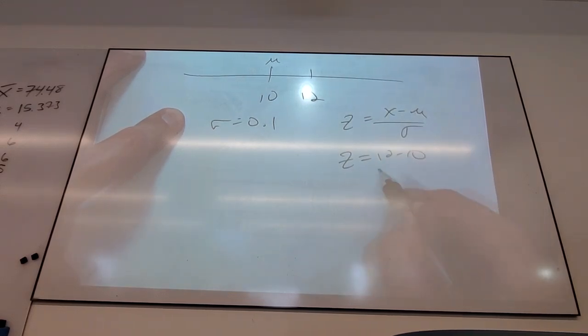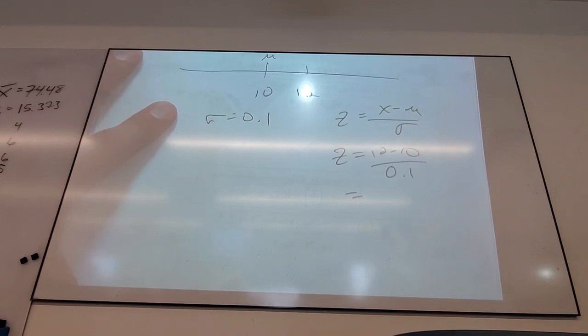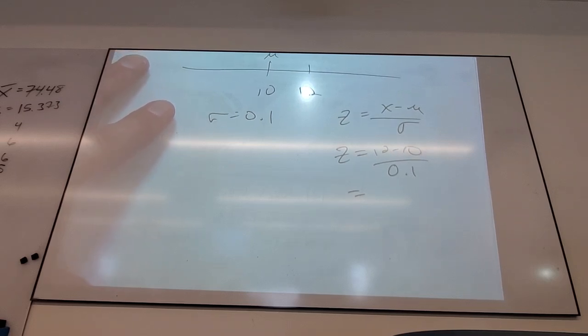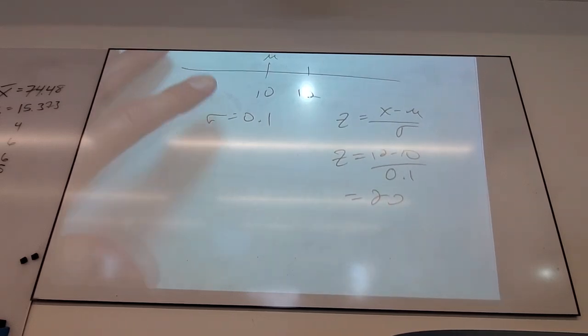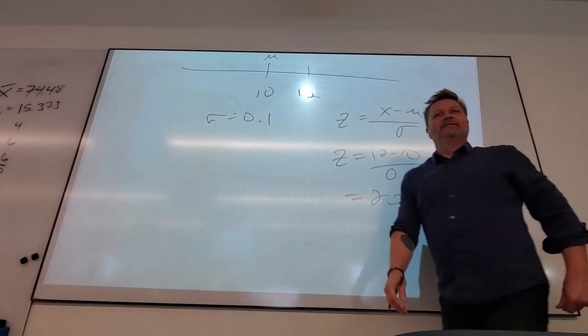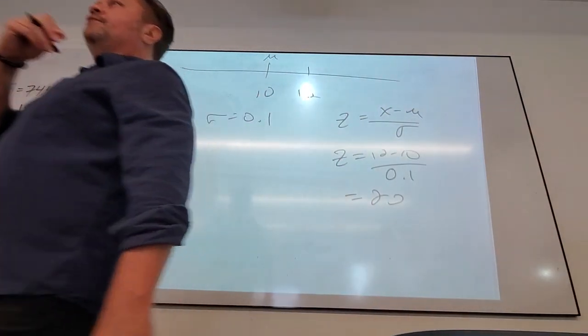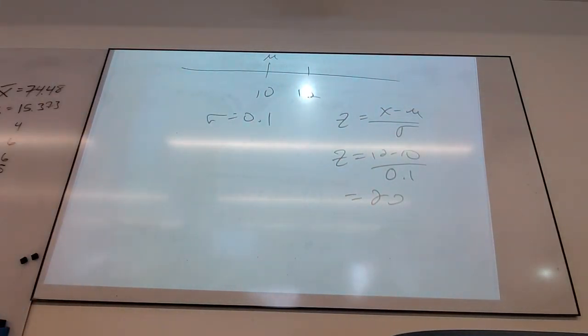12 minus 10 divided by 0.1. 2 divided by 0.1, 2 divided by 1/10, is 20. It's 20 steps, yes? So it is relatively very far away.